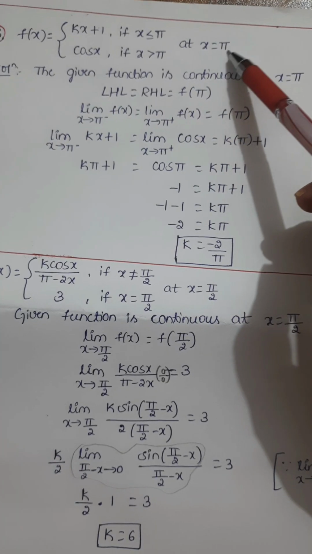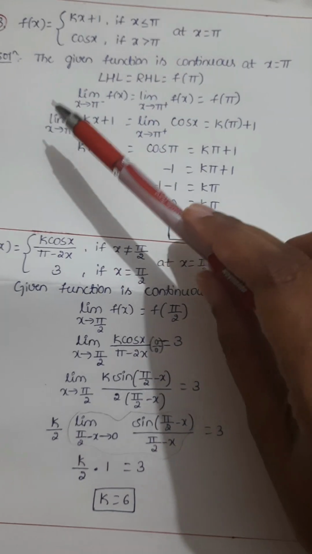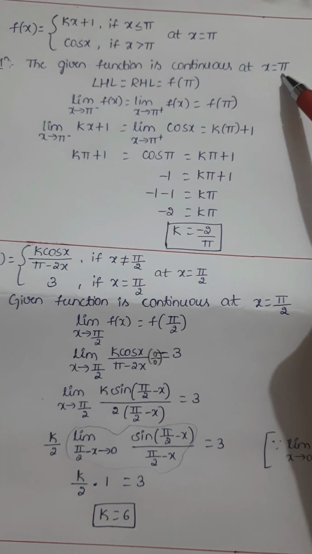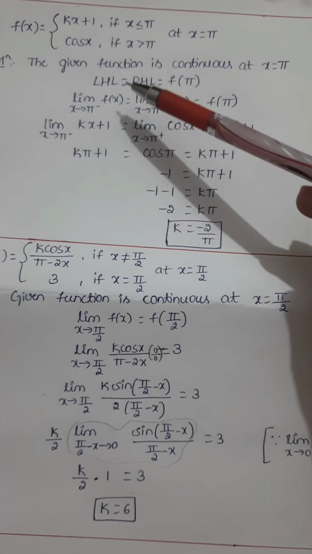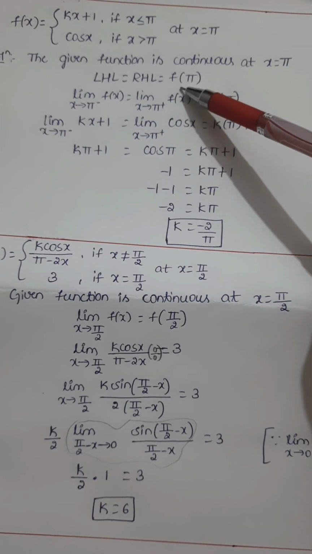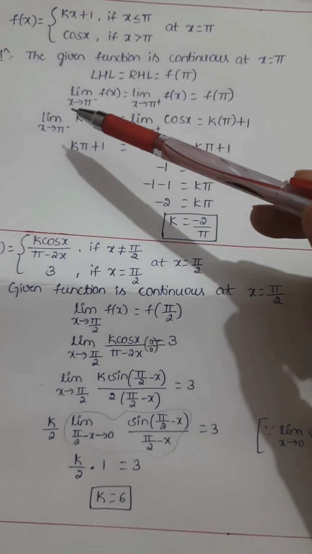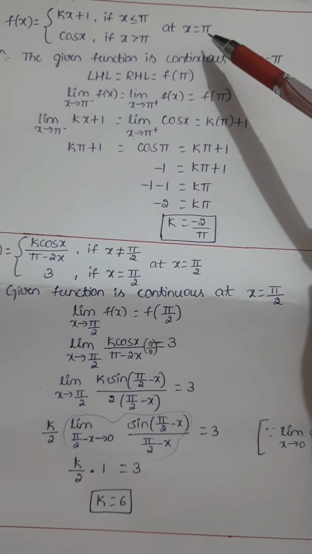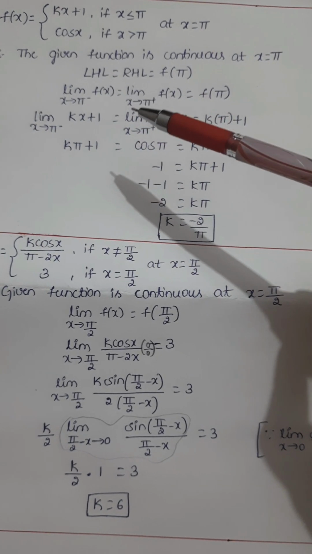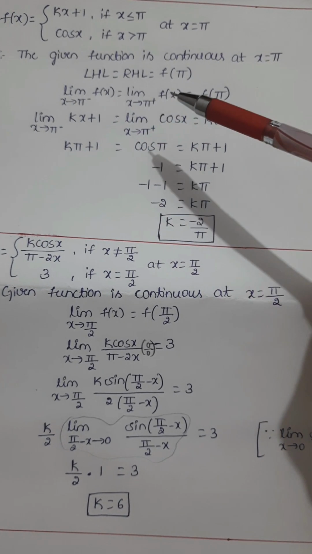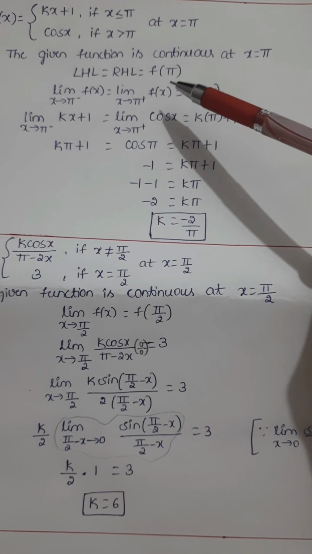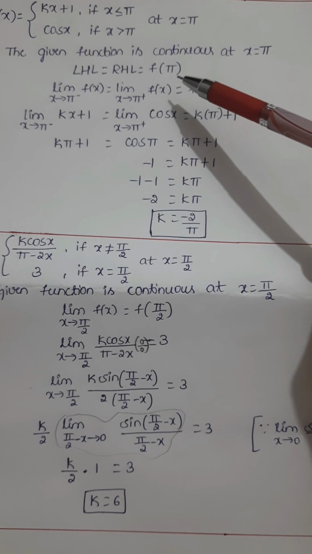So here the given point is pi. First step, the given function is continuous at x is equal to pi. Next condition, LHL is equal to RHL is equal to f of pi. Limit x tends to pi minus f of x is equal to limit x tends to pi plus f of x is equal to f of pi. So here you have to write the given point.